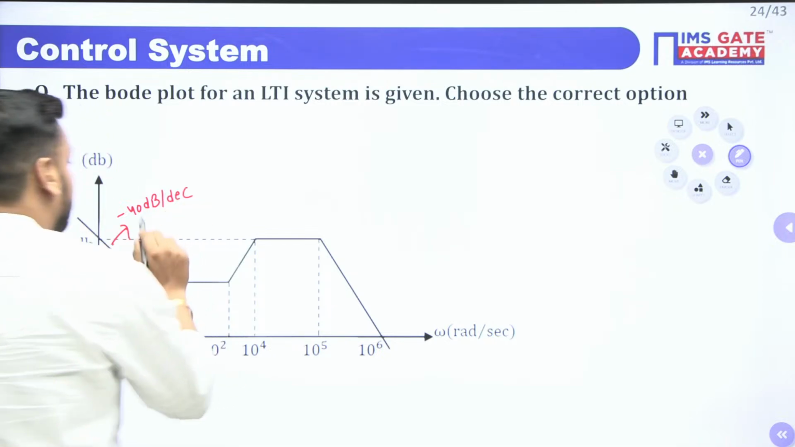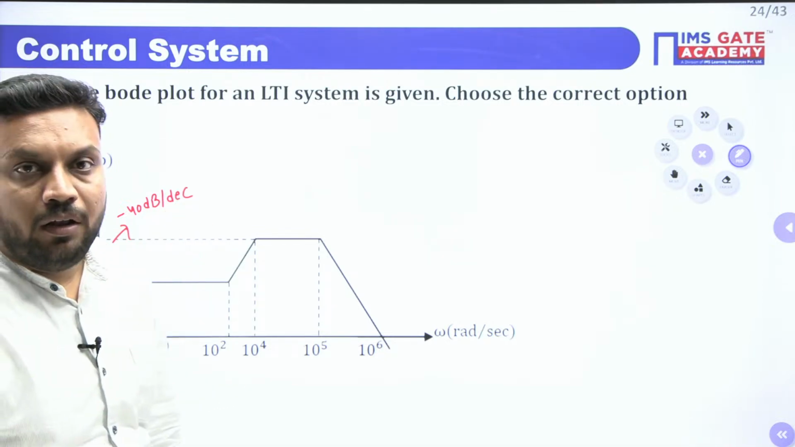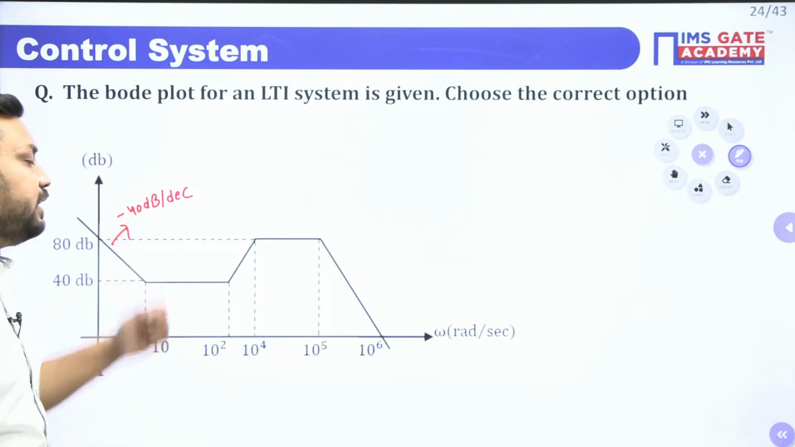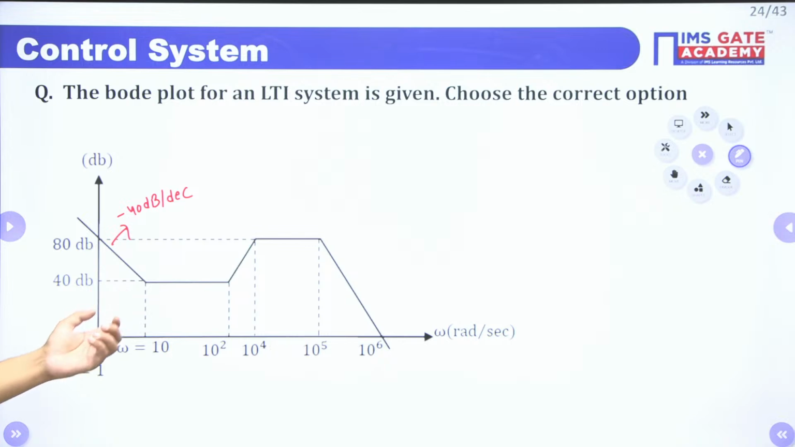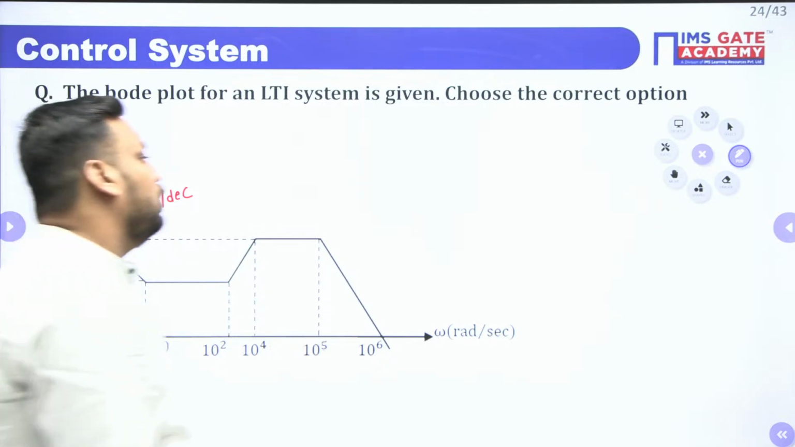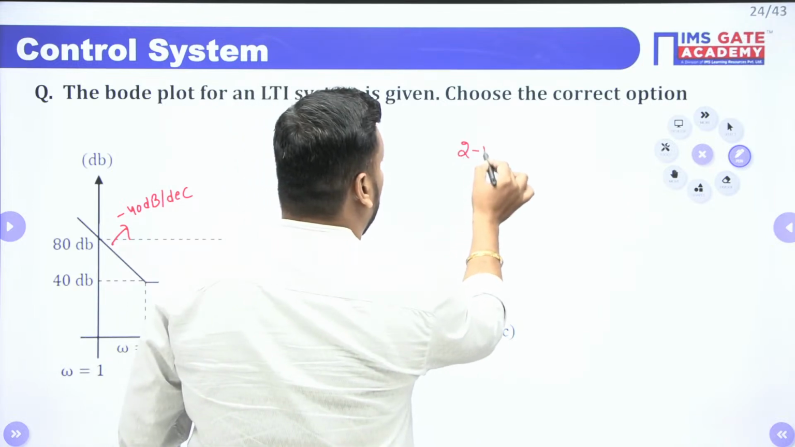And this line gives the indication of initial poles. It means open loop poles at origin. How many poles at origin? 2 poles. Minus 40 is 2 poles. So from here also, you will get 2 poles.